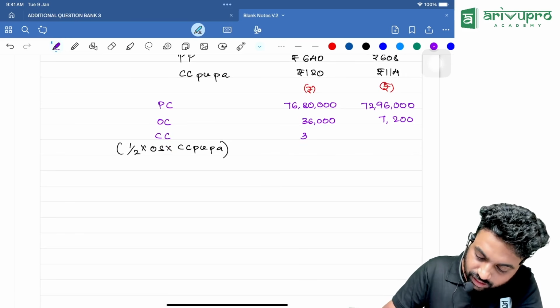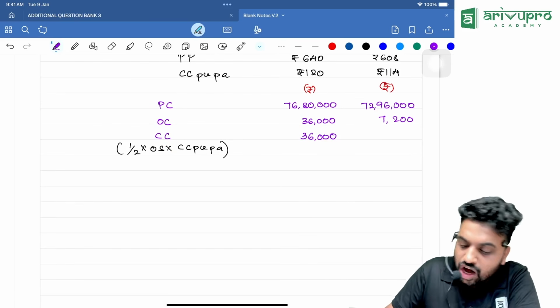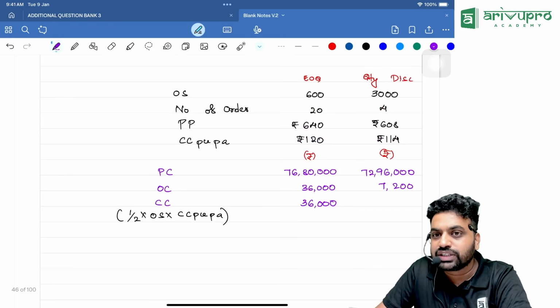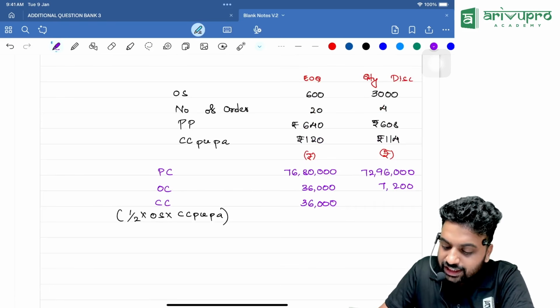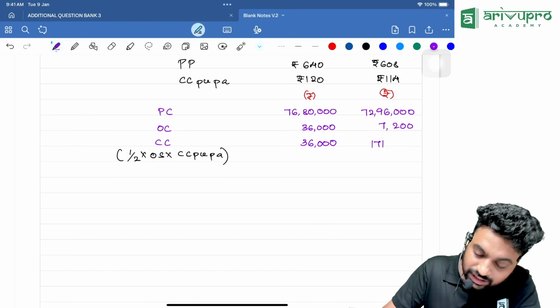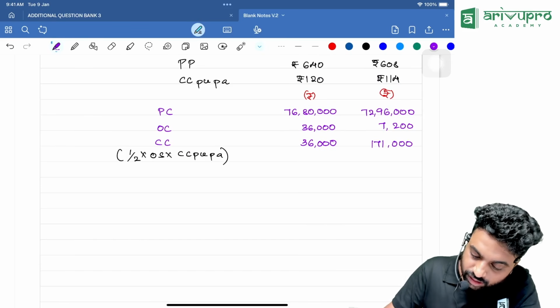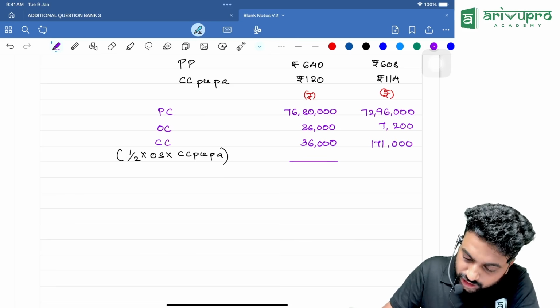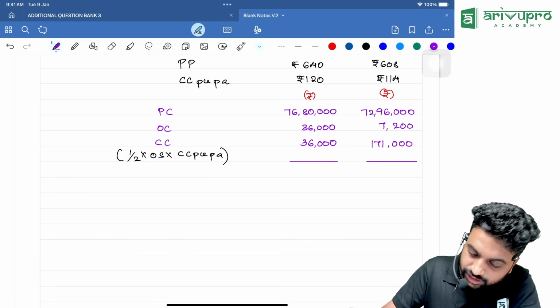36,000. Next one. Half of order size. Half of order size is 1,500. So 1,500 into rupees 114. 1 lakh. That will give me total cost under EOQ, total cost under existing policy.